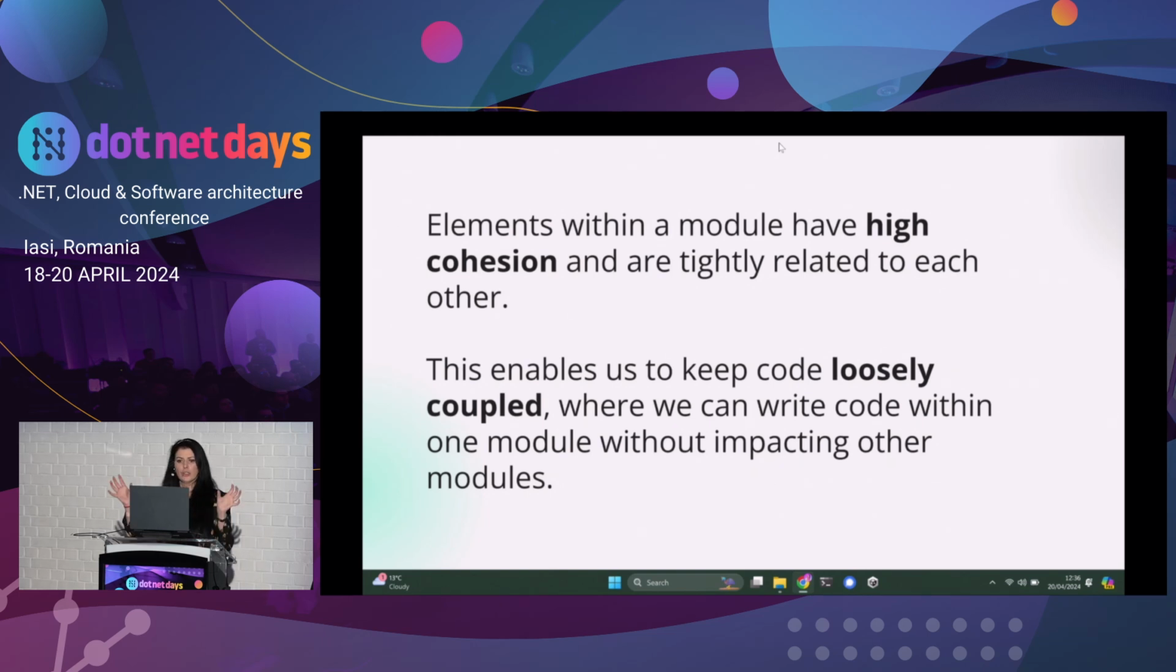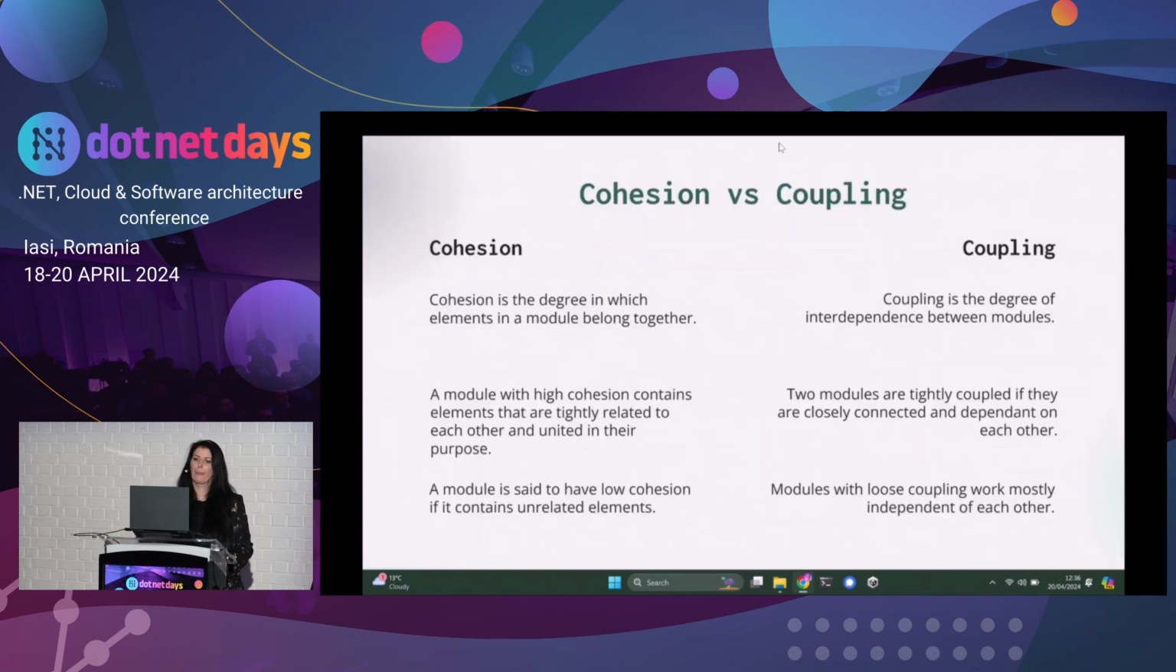So all of our modules need to have very little coupling, all right? We want to be able to write code in one module without having to go and write code in the other. So cohesion versus coupling, I'll just give you a few moments to read that. This is just kind of how you can get that, all right? So we really want to have as loose coupling as possible.